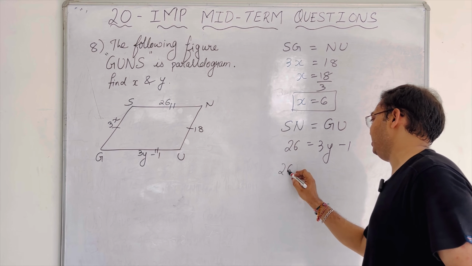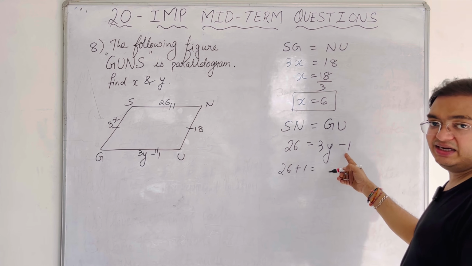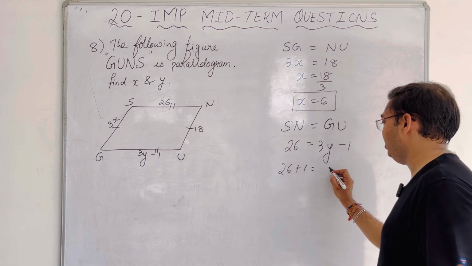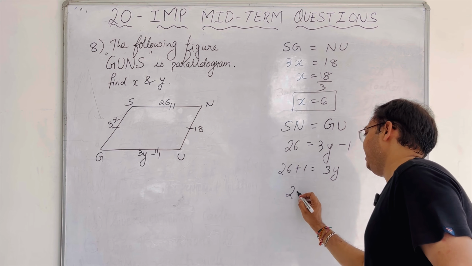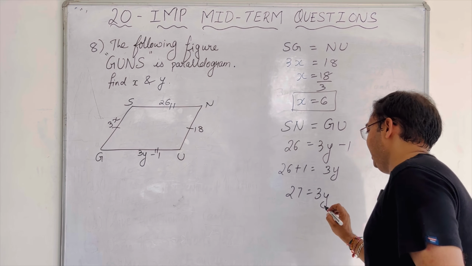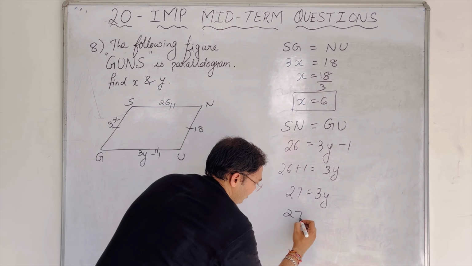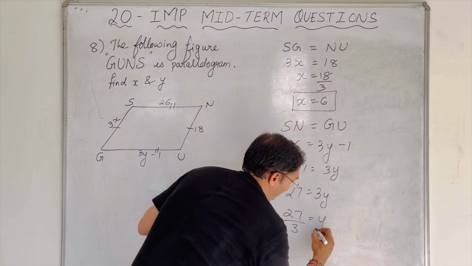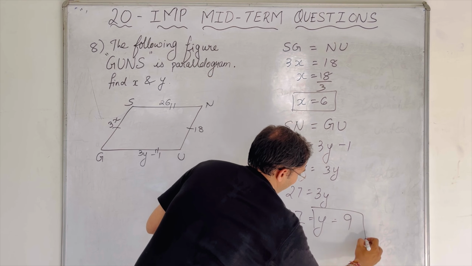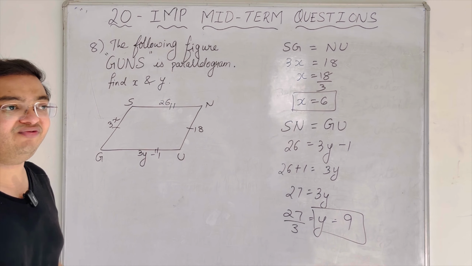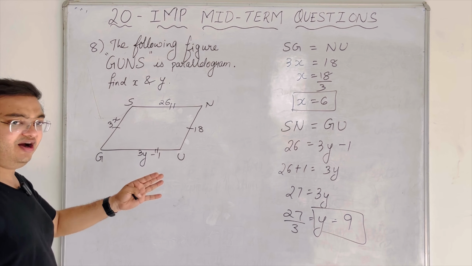So 26 plus 1. We have shifted minus 1 from right to left. So plus 1 equals 3y. So 27 equals 3y. And I can say that 27 upon 3 is equal to y, which is equal to 9. It is so easy to find x and y from the given figure.